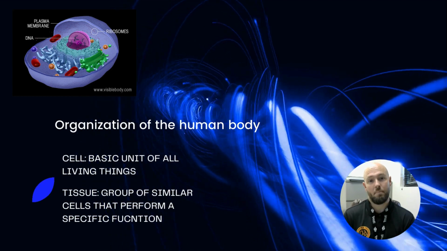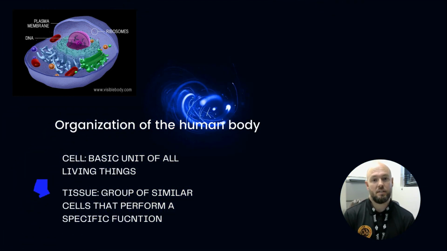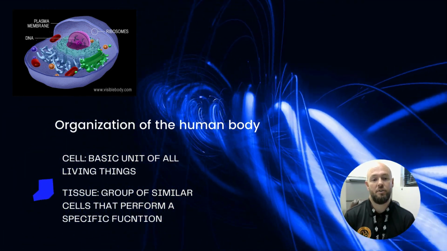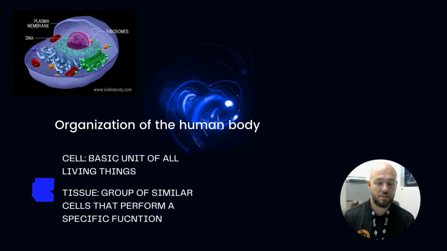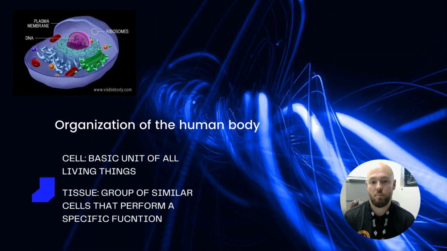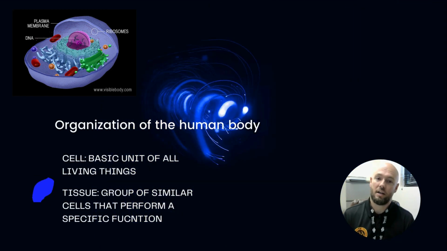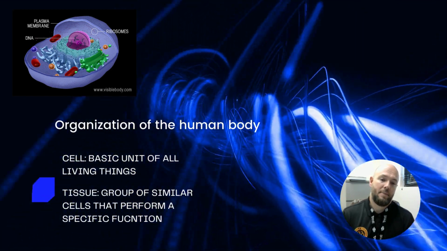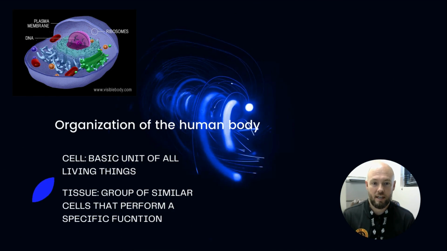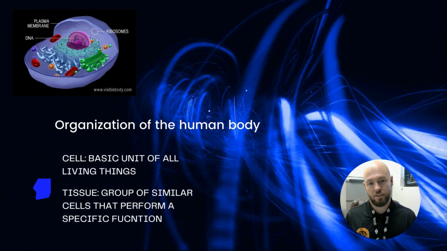organs, and body systems. Cells will be like the building block. They're the basic unit of all living things. They're very small structures. You can't see them unless under a microscope. But under a microscope, you'll see there's a lot going on inside of a cell. They have a cell membrane, a nucleus, DNA. There's a ton of stuff in this little structure.